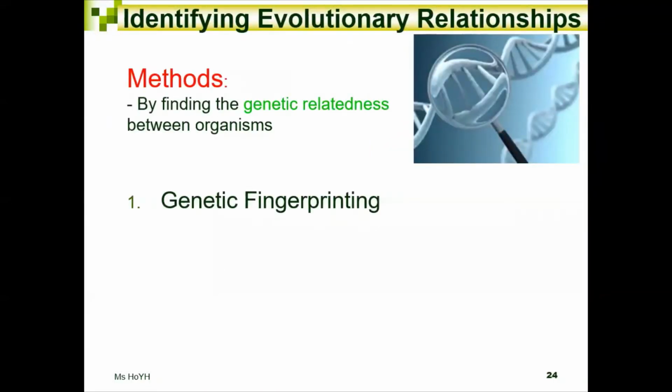So there are two methods that you learn in your syllabus. The first one is genetic fingerprinting. And the second one, which we're going to learn today, is DNA hybridization. These two methods allow us to find out genetic relatedness between two species, and hence we're able to draw the evolutionary tree from that.